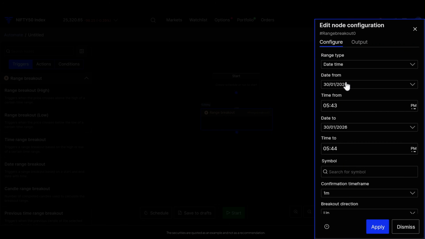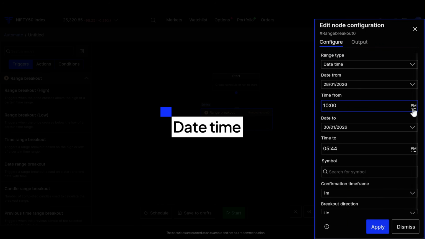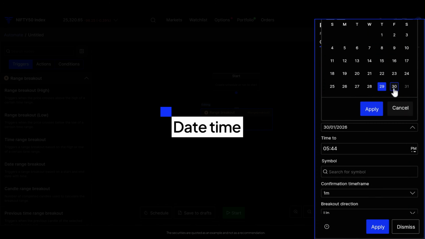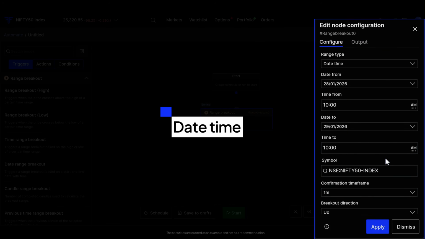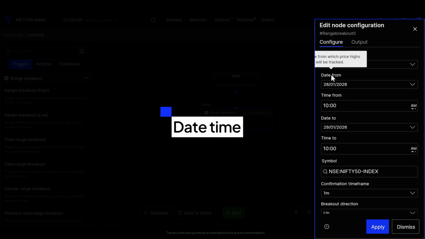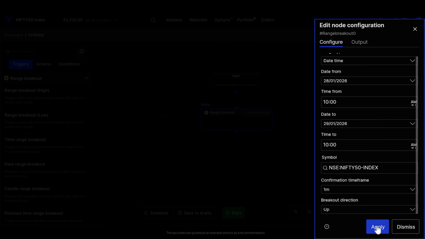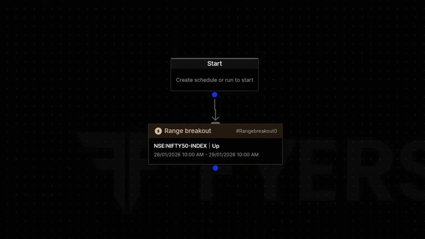For example, here we are creating a date range from the 28th of January from 10 a.m. to the 30th of January, 10 a.m. for Nifty. We want to create a trigger whenever a 1-minute candle close breaks above the upper price range of this date time range. Once we click on Apply, you can see that the node is configured.